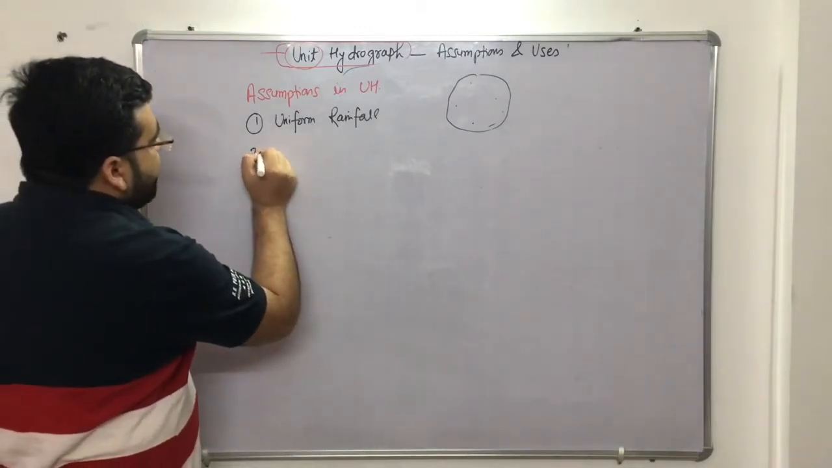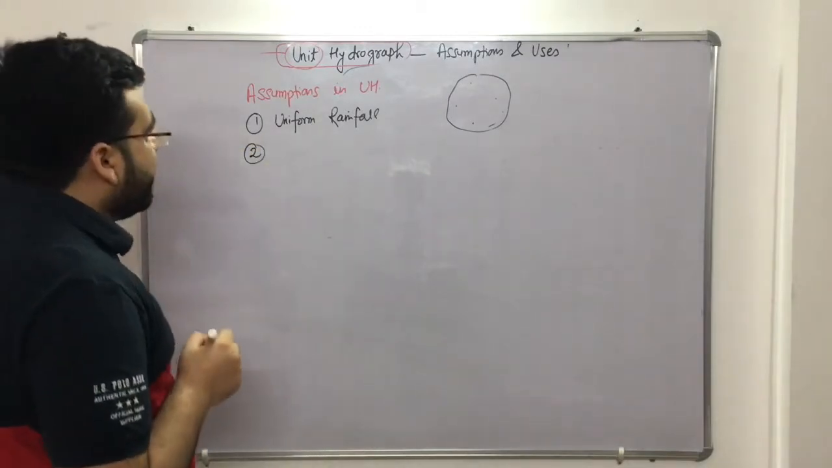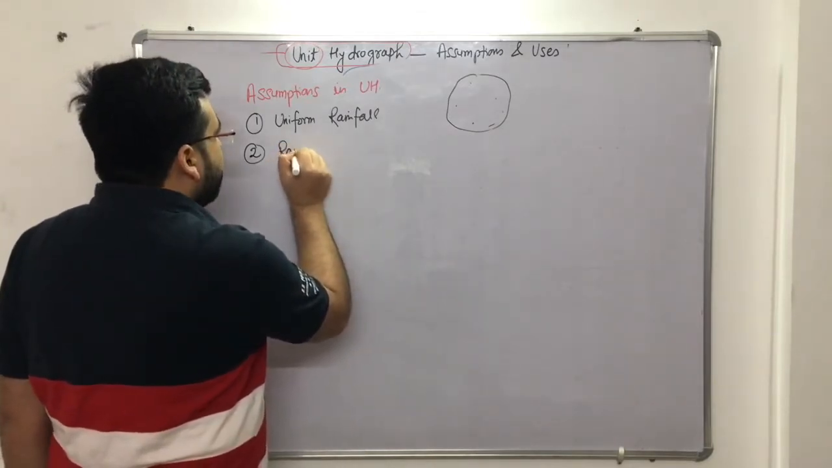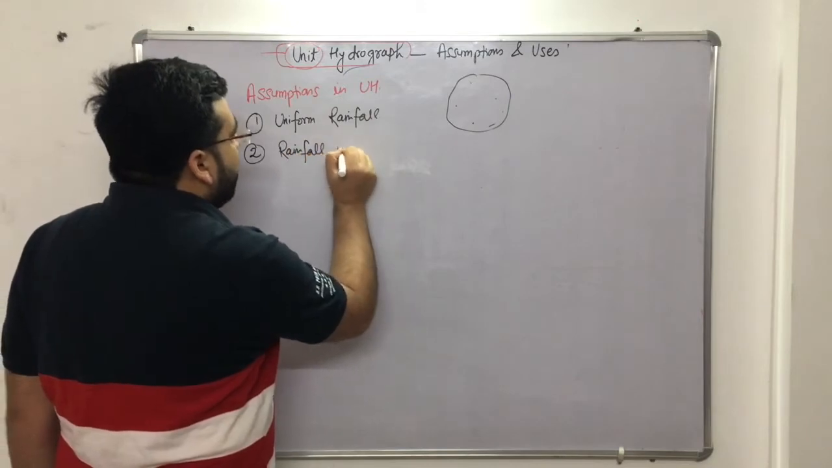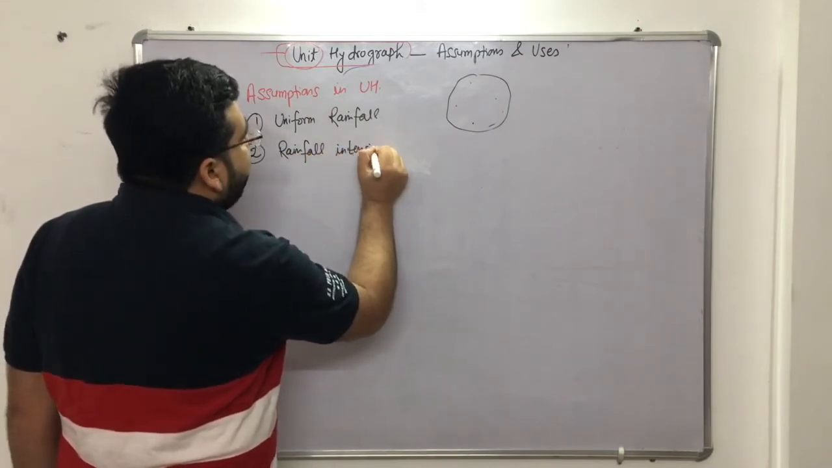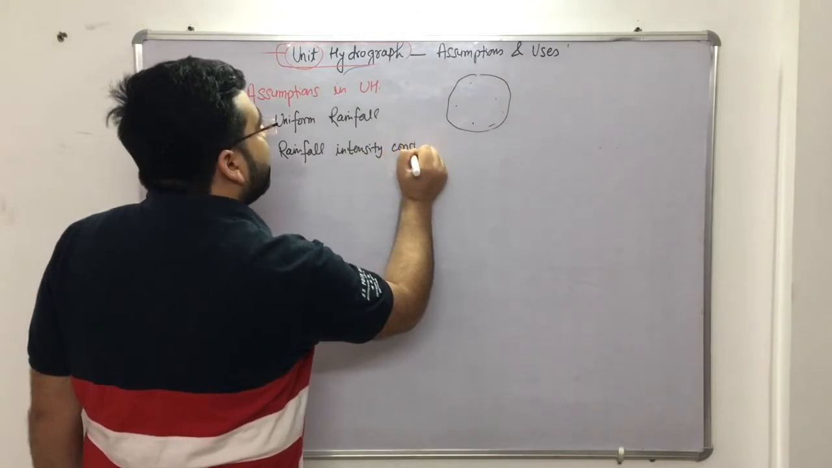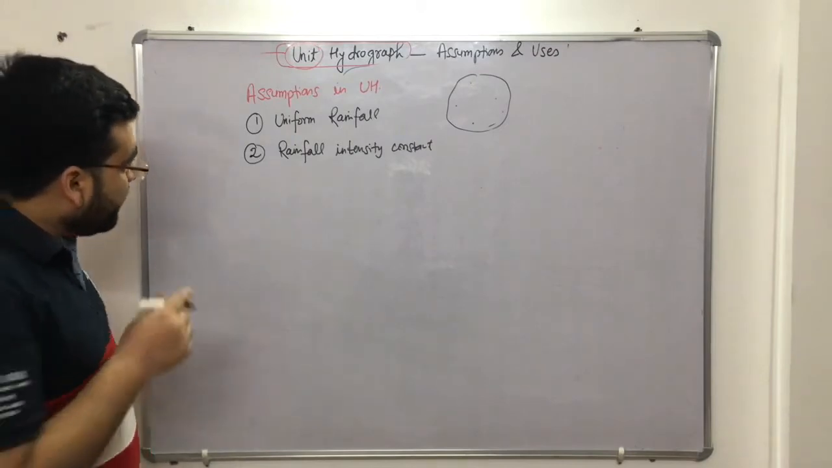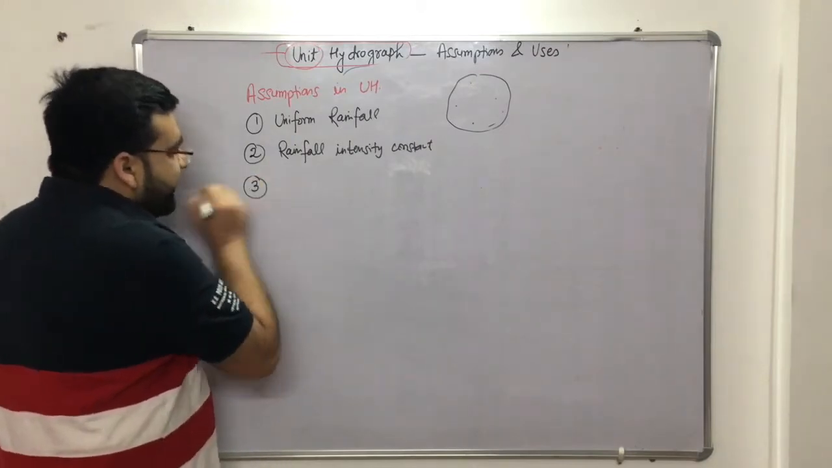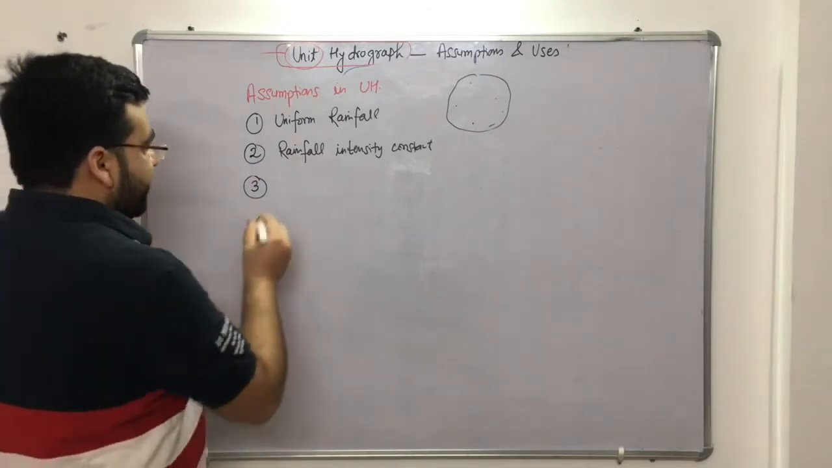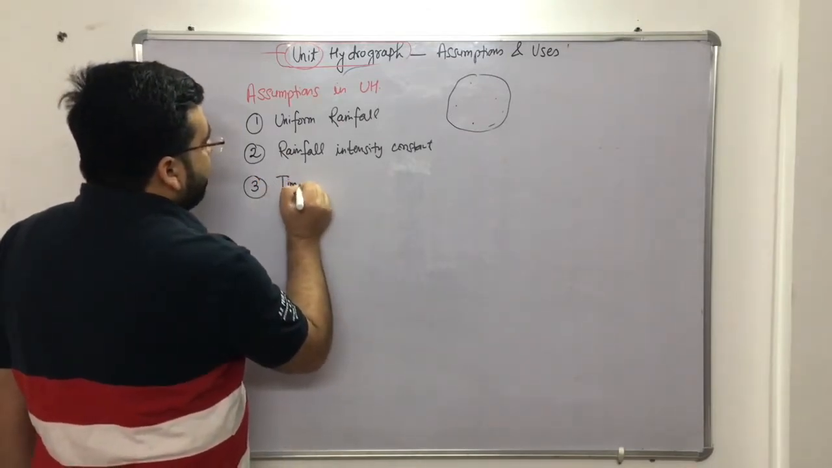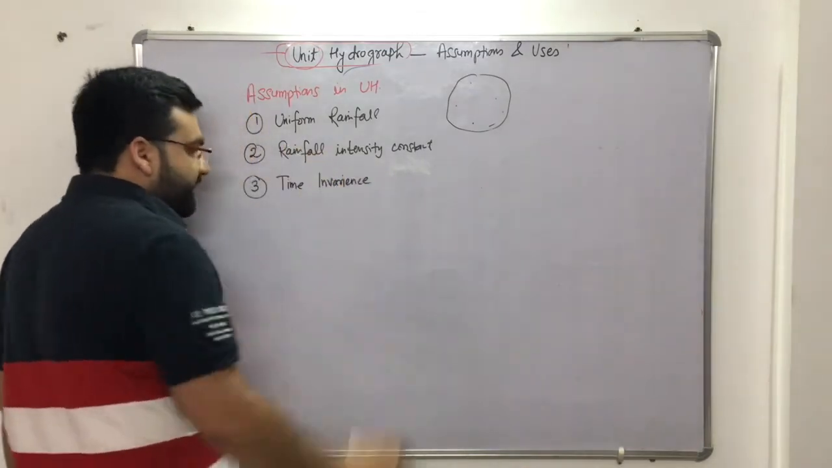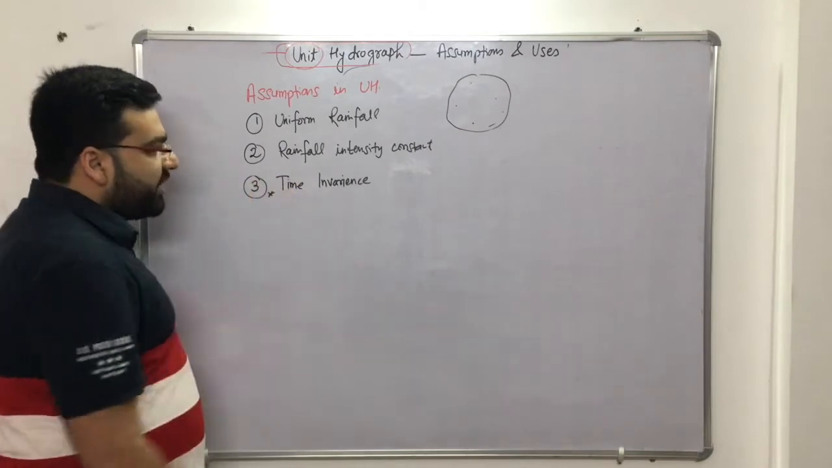The second assumption used in the unit hydrograph is that the rainfall intensity is constant. Means at every point the rainfall intensity is constant, right? The third, very important assumption is known as the time invariance, right? Now this is a very important assumption, time invariance.